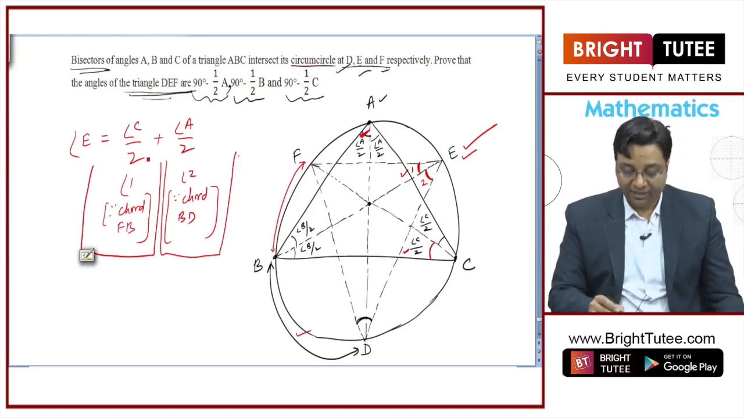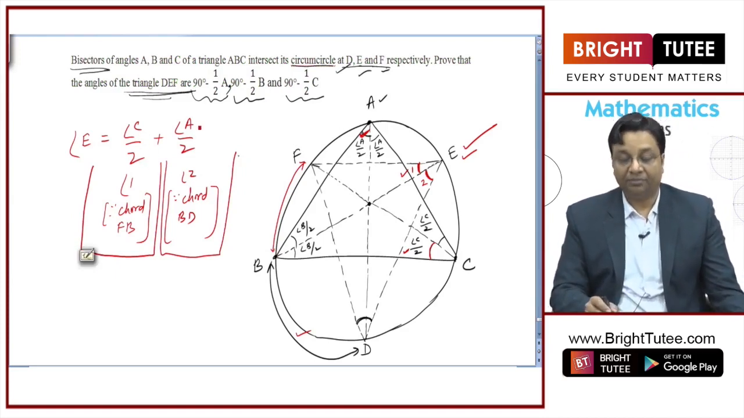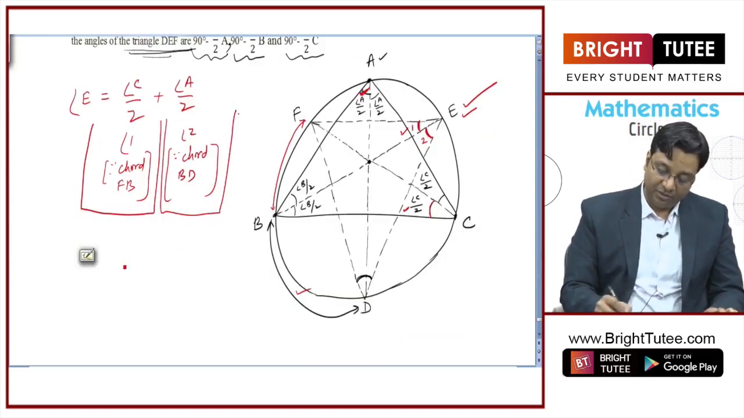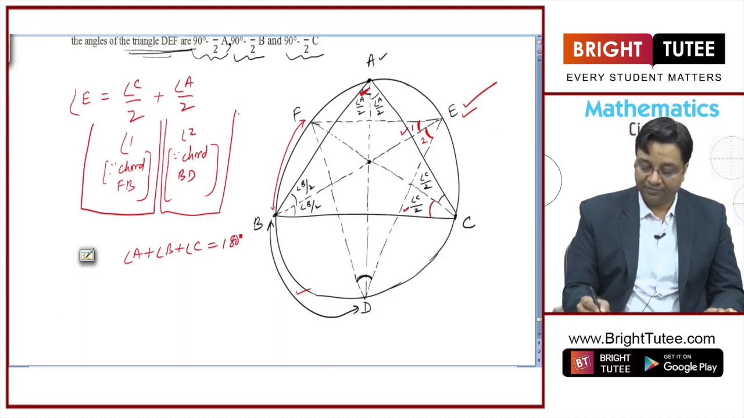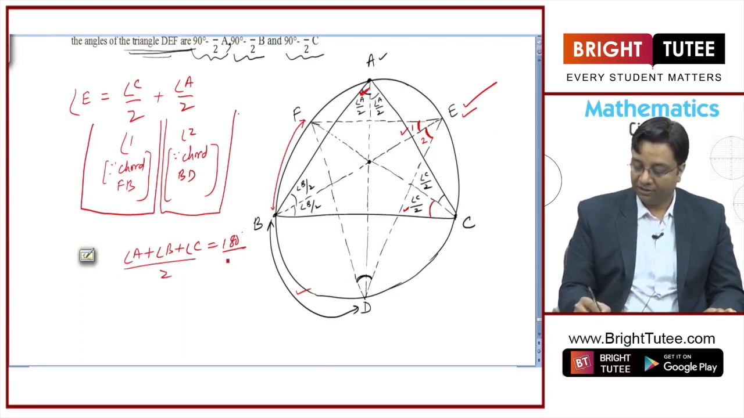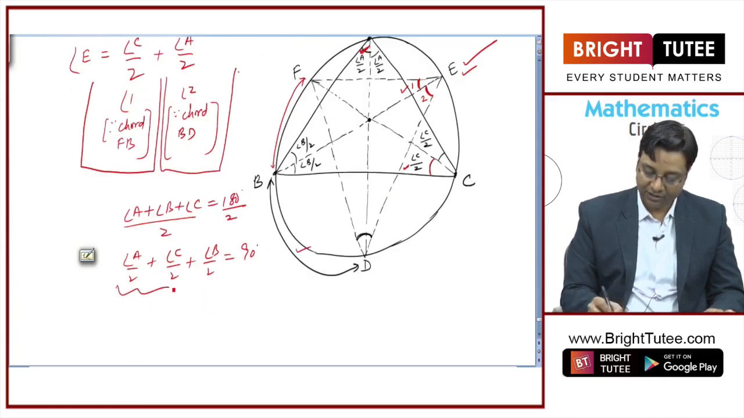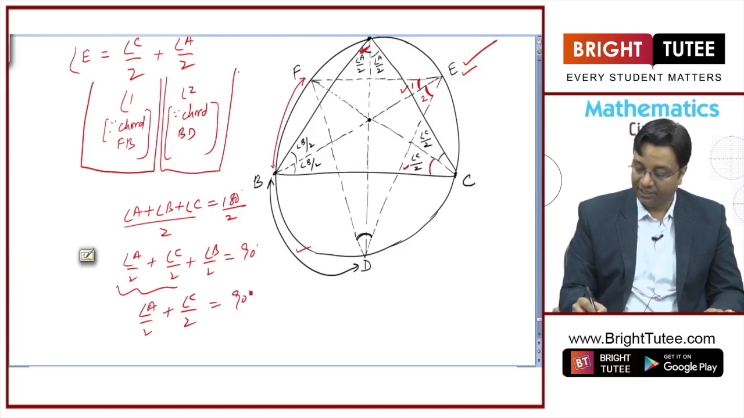So angle E is equal to half of angle C plus half of angle A. Now I know that angle A plus angle B plus angle C is equal to 180. So if I divide both sides by 2, half of angle A plus half of angle C plus half of angle B is equal to 90. So half of angle A plus half of angle C is equal to 90 minus angle B by 2.